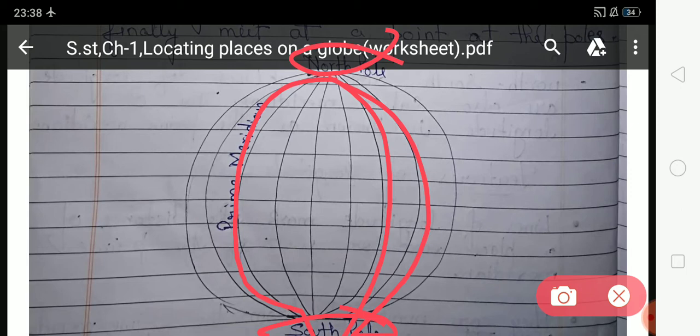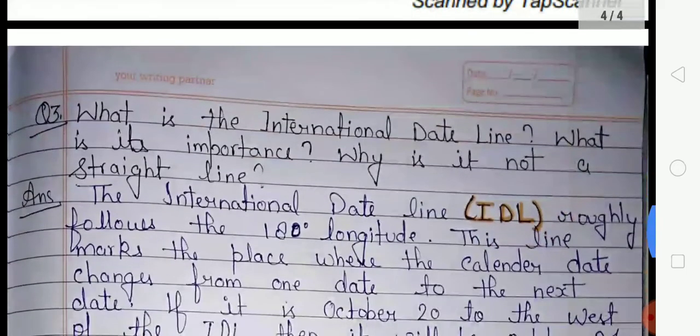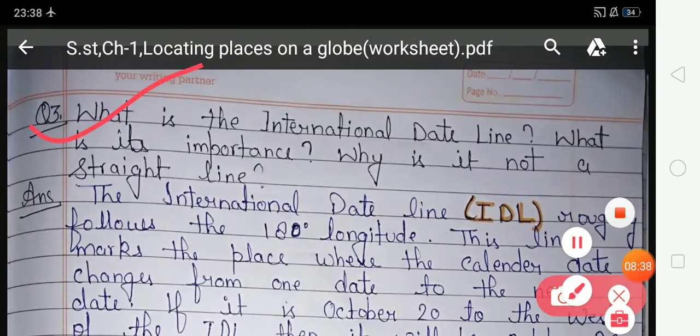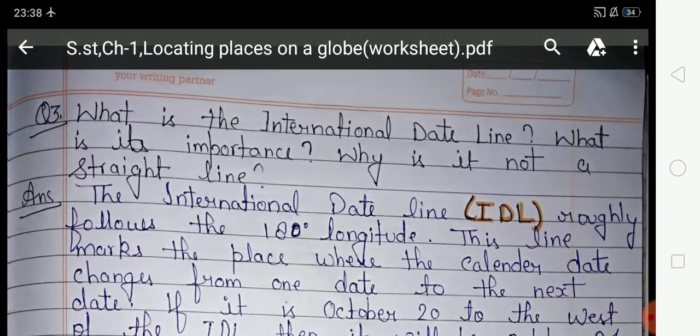Now come to the next question, that is question number 3. What is the International Date Line and what is its importance? Why is it not a straight line? So student, look at the answer.